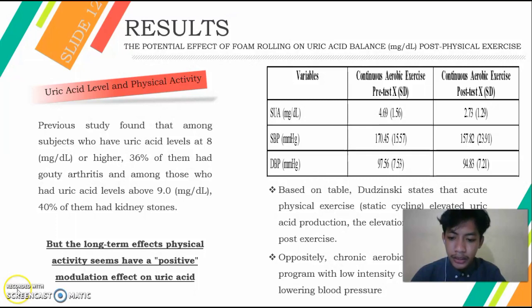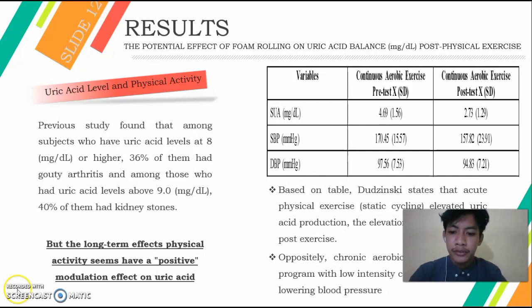But although acute strenuous exercise causes an increase in SUA level, it seems that the long-term effect of this repetition has a positive modulation effect on uric acid. Moreover, a study conducted by Dudzinski states that acute physical exercise elevates uric acid production. The elevation reached its peak 30 minutes post-exercise. Oppositely, a chronic aerobic physical training program with low intensity can reduce SUA and lower blood pressure.